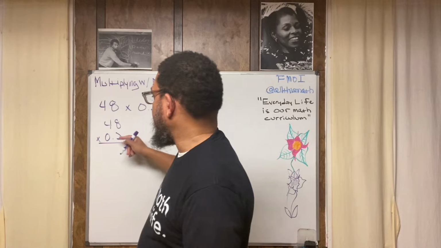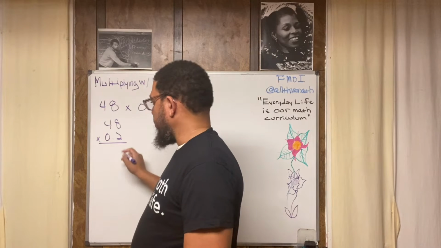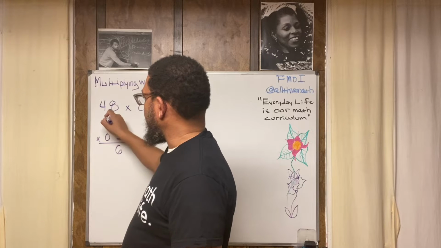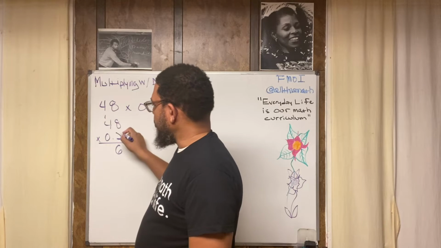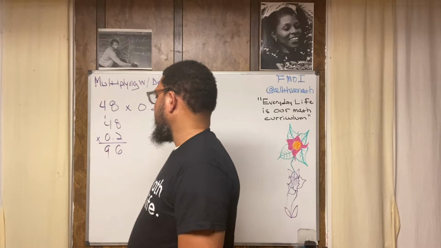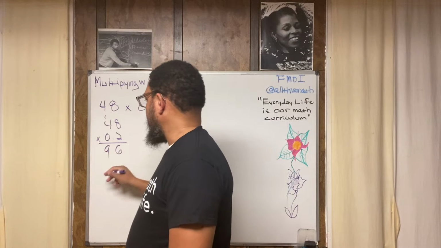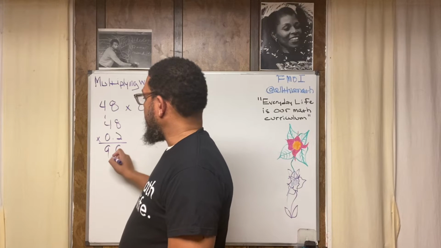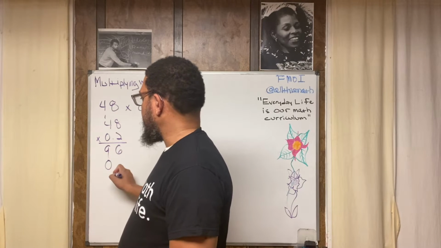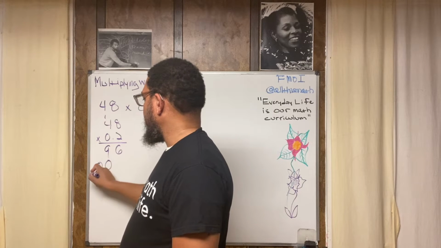All right, so we've got 8 times 2, which is 16. Using the traditional algorithm, we write 6 and carry the 1 up here. Then we do 2 times 4, which is 8, and then add the 1, which gives us 9. So that's 96. But then we have to do 0 times 8, which is 0. Now, we need to indent one space. Indent one space, and we do 0 times 4, which is also 0. And we do it like this.